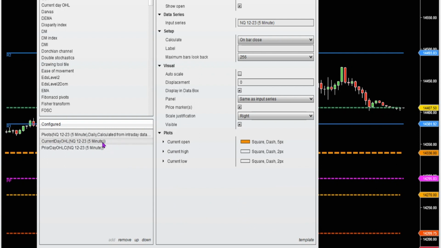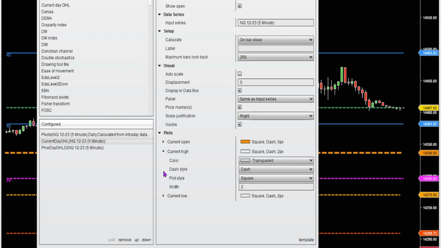The second indicator I have on here is the current day open, high, and low. I've got it just showing the current day's open. For the current high and current low, I've got it set to transparent. I just don't need to see that on my chart personally, but it's another level you could have if you want. I've got my current day open set a little bit thicker than yesterday's close. I've got them both orange.